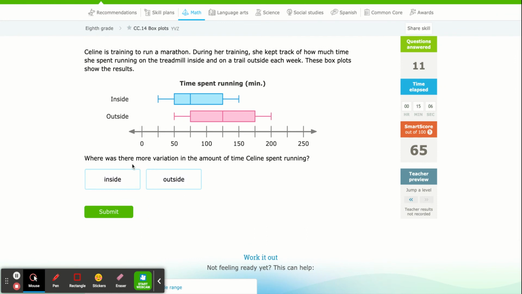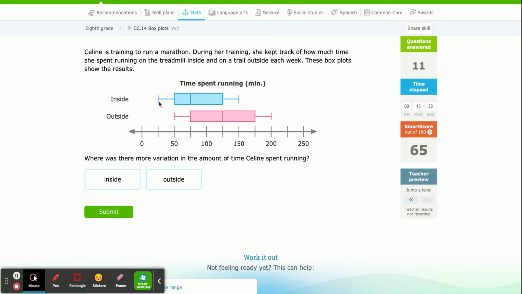Where was there more variation in the amount of time Celine spent running? Now, variation means which one of these has the largest span, and what we want to emphasize is I want these that have little teeny areas. That's not much variation if these are small. If they're bigger, there's more variation. So looking at this, I would say the pink has more variation.